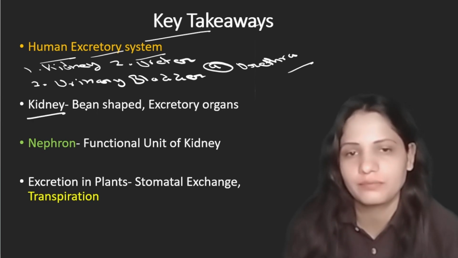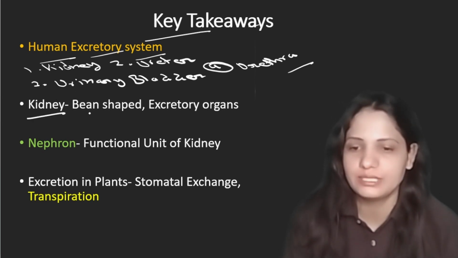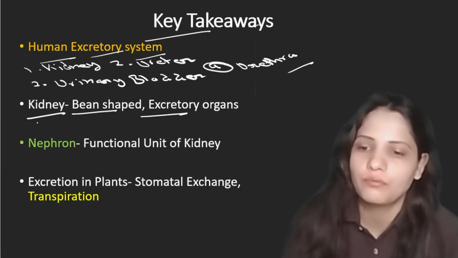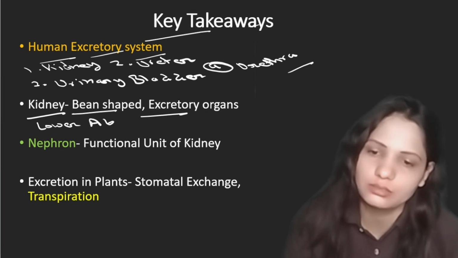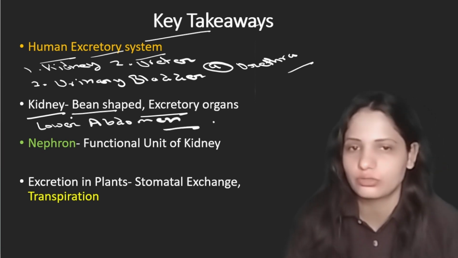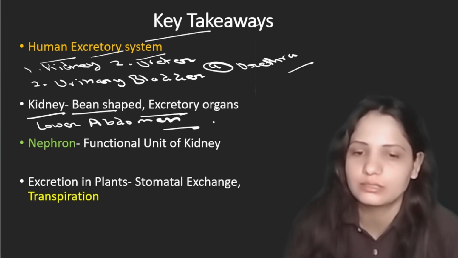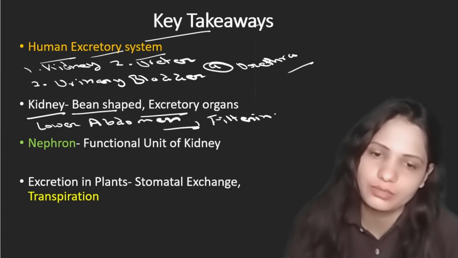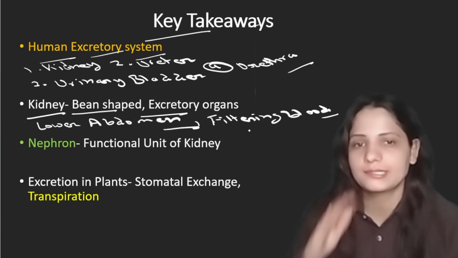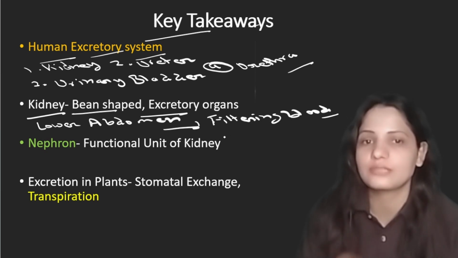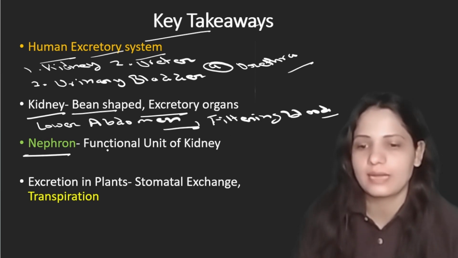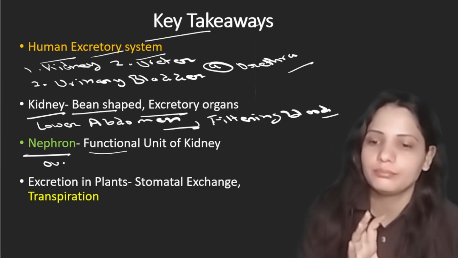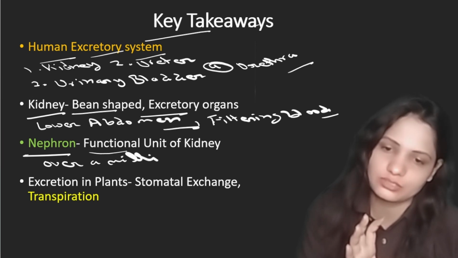Next we have seen the structure and the function of the kidney. The kidney is bean shaped, it is the excretory organ, and it is present in the lower abdomen. This is the location of the kidney, and the function of the kidney is to filter blood, purifying blood, removing the nitrogenous waste from the blood. Next, we have discussed the nephron, the functional unit of the kidney, which is present inside the kidney, and millions of nephrons are present in the kidneys.